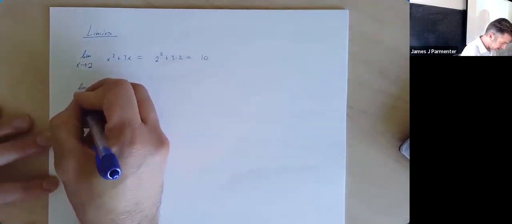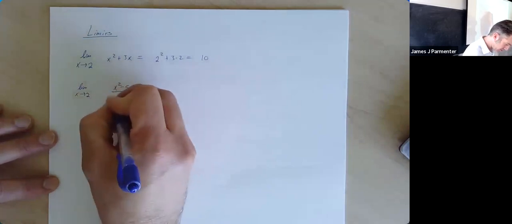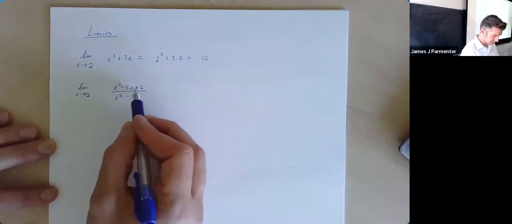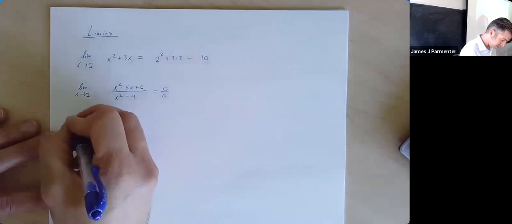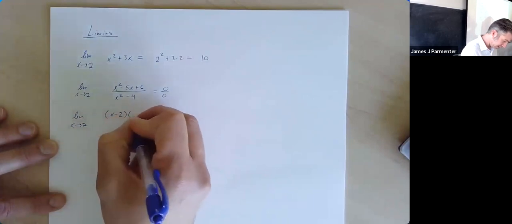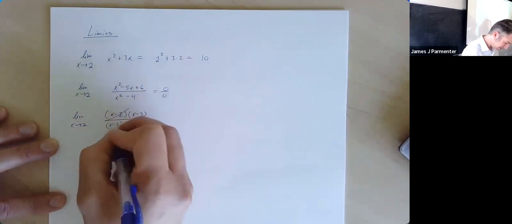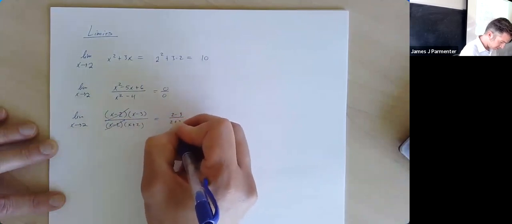Or more likely, you're going to have a limit that looks like this, where if you plug in the value that x is approaching, you're going to get 0 over 0. And we definitely do here. 4 minus 10 plus 6 is 0. 4 minus 4 is 0. And in that case, we typically have to do some algebra. So in this particular one, we can factor. Limit as x approaches 2. The top factors as x minus 2 times x minus 3. The denominator factors as x minus 2 times x plus 2. Cancel the factors that cancel, and then plug into the rest, and you get 2 minus 3 over 2 plus 2, which is negative 1/4.